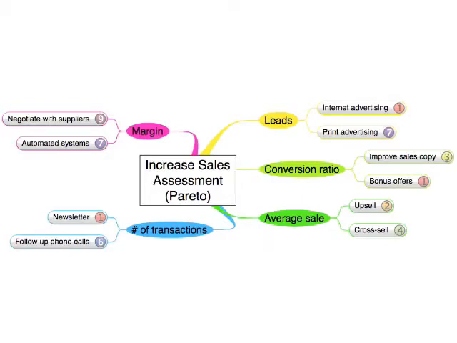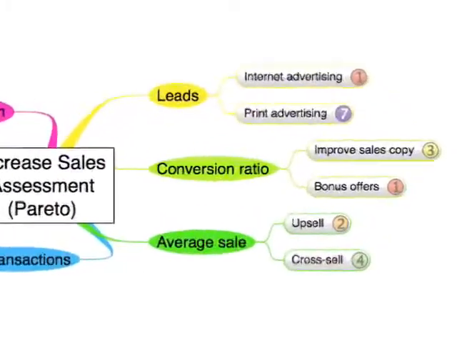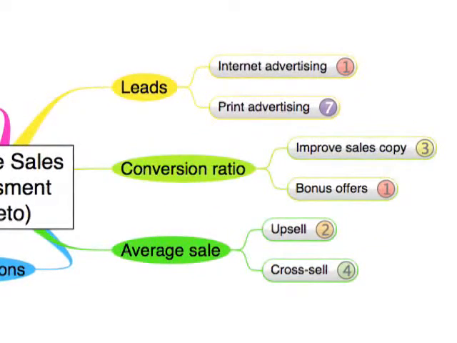Say for instance you were trying to increase the sales of your products and you had listed a number of things that you could do to increase the number of leads, increase the conversion ratio, increase the average sale, increase the number of transactions, and increase the margins. So now you rank the options and start by implementing the top 20% of the items. It's likely that you'll increase your sales 80% as much as if you had blindly implemented all of the options by doing this.